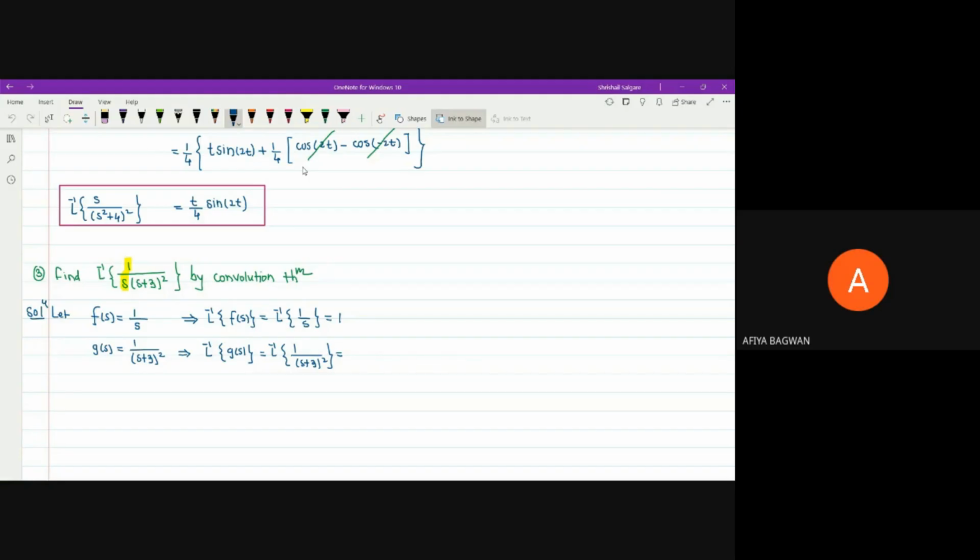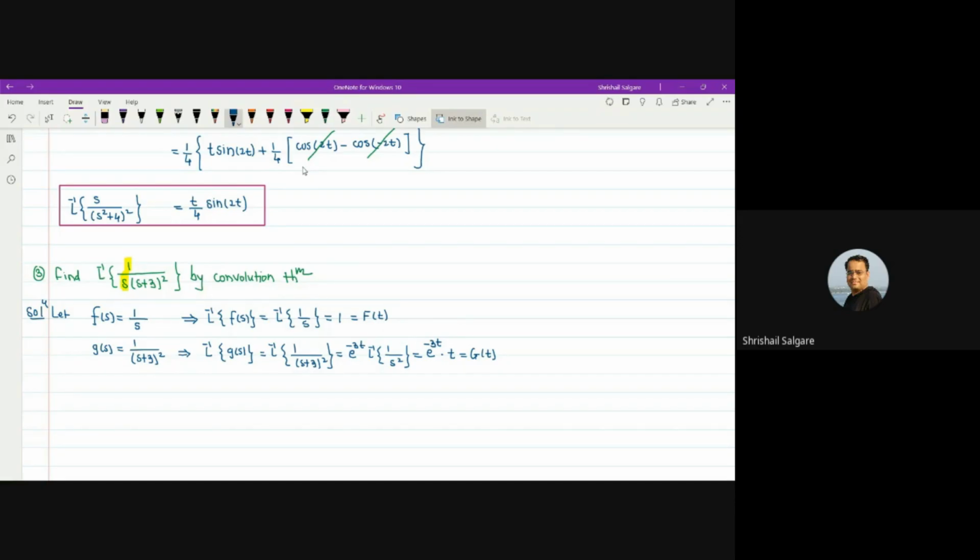E raised to minus 3t. By the shifting theorem, it can be written as e to the power minus 3t into L inverse of 1 by s square. Now further, it can be written as e to the power minus 3t into inverse Laplace transform of 1 upon s square. Suppose this one I will call f of t, and this one I will call g of t.